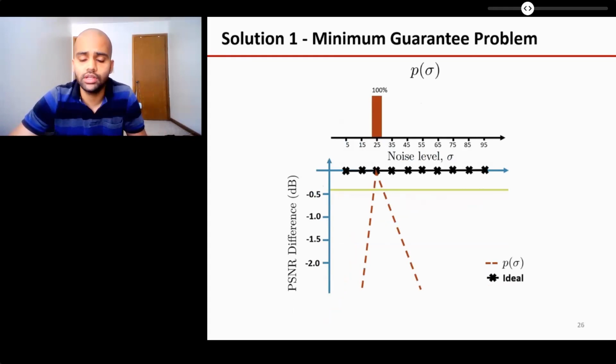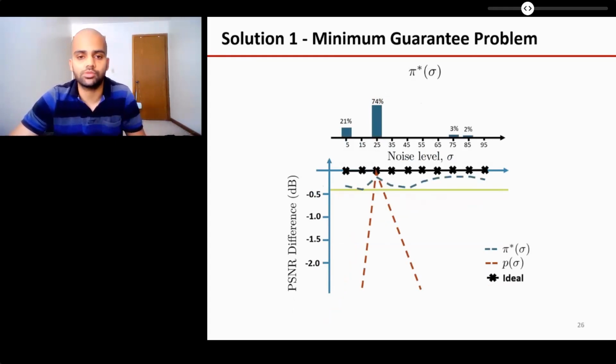Now I want to note here that if you're 100% sure that all your samples are going to come from sigma equal to 25, you need not do anything else. But if there is going to be an occasional sample that is going to come from some other noise level, then you may want to run our algorithm 1, which gives this as the distribution and this as the corresponding PSNR difference curve. Note that again here you can see the algorithm is playing a trade-off game where it trades off the performance at sigma equal to 25 by a small amount to make sure that the network isn't performing too badly at all other noise levels.